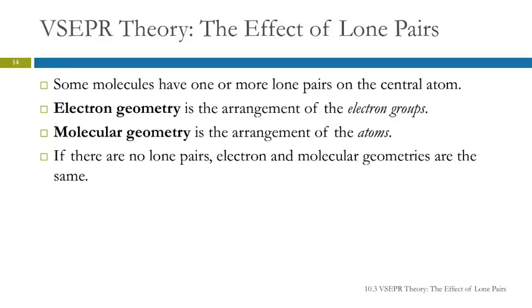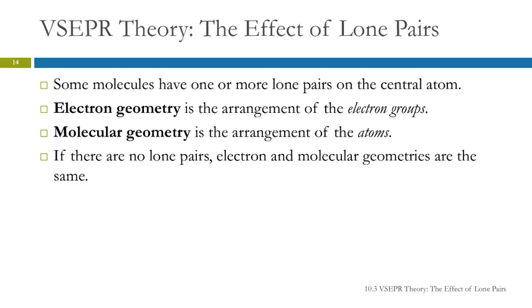The structures we've looked at so far all had bonds and no lone pairs on the central atom. But there are molecules that have one or more lone pairs on the central atom. In this case, we find that we can describe the geometry in two different ways. We can describe the geometry of the electron groups, how they are arranged, and we can also look at the overall molecular geometry, which describes where the atoms are. You have to identify the electron geometry first, and that helps you to understand what the molecular geometry is.